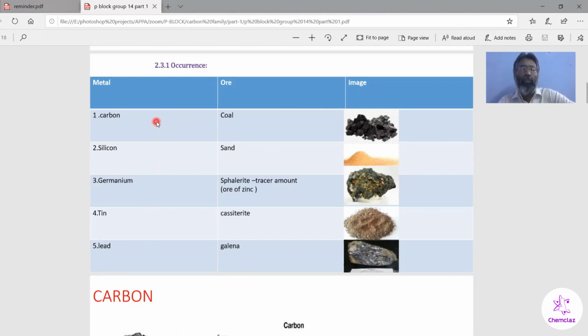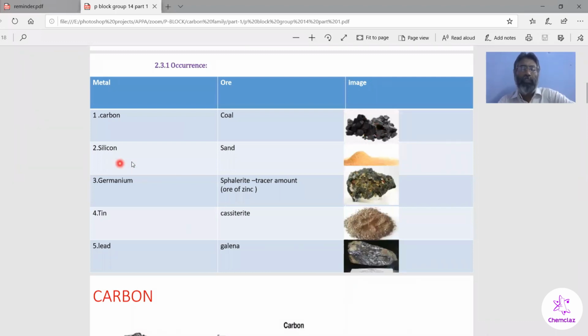Carbon, you know, exists in biological systems, and exists in coal, graphite, and diamond. Most compounds contain carbon, for example the carbonate form, minerals with the carbonate form contain carbon. So this is the image of coal.